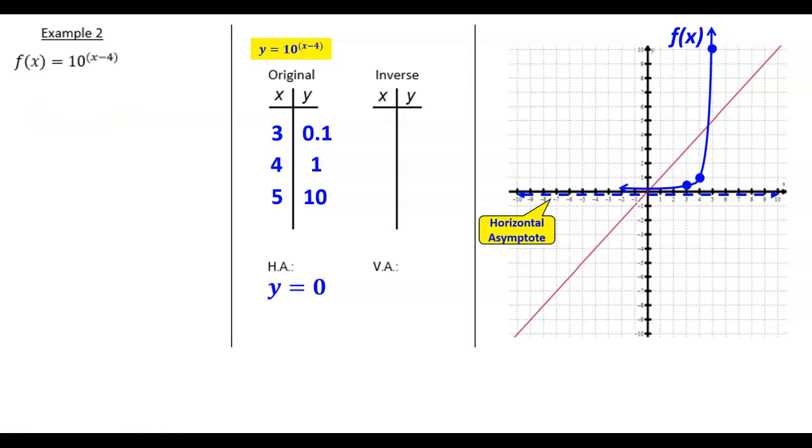So again, graph it, Control T, only points that'll fit. Plot those 3 points, draw yourself your exponential function. Okay? It doesn't touch zero, right? Isn't that right next to zero? 0.1, not touching zero. So that's why it's gonna be y equals zero for your horizontal asymptote.